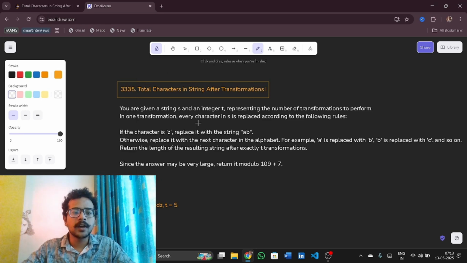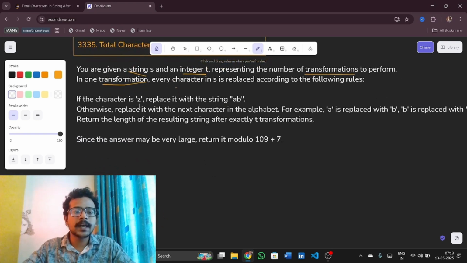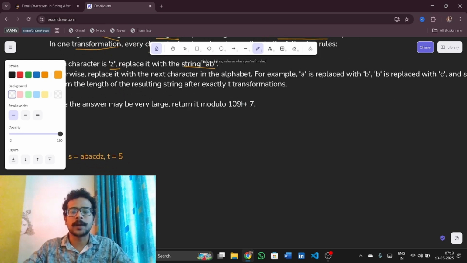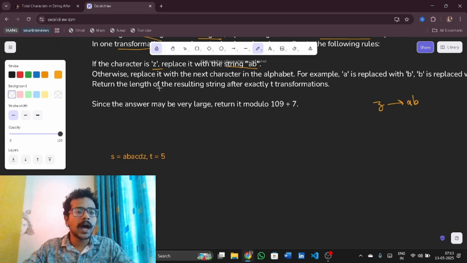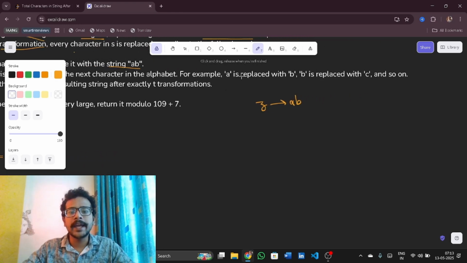First, we are given a string and an integer t representing the number of transformations to perform. Now let us see what we need to do in a transformation. If the character is z, replace it with the string ab. Now z is transformed to ab. This is the first observation. Otherwise, replace it with the next character in the alphabet. For example, A is replaced with B, B is replaced with C, and so on.